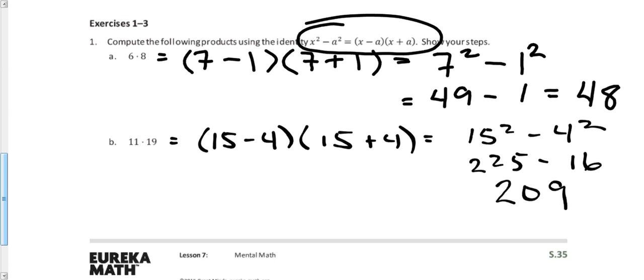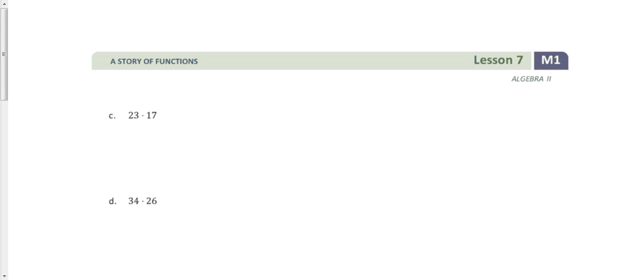Is that what I get when I punch in 11 times 19? That's 190 plus 19, which is 209. Yep. Okay.